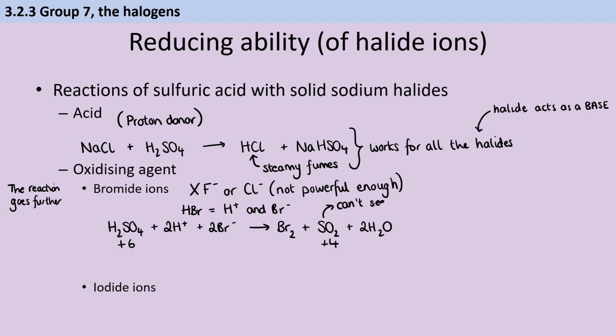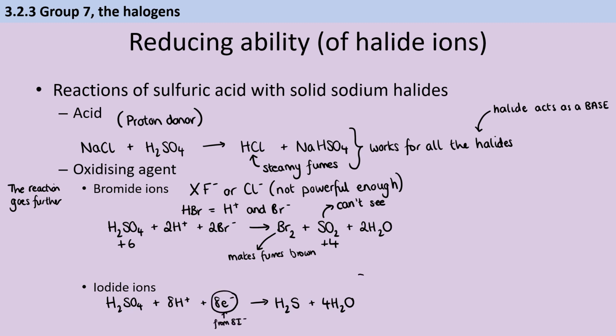Now in this process we make this sulfur dioxide, which we can't see, but because the bromine is produced at the same time, this makes the fumes turn brown. And then if we think about the iodide ions, we have a slightly different process. So we have these 8 electrons here, they're coming from the iodide ions, 8 of them being oxidized to produce 4 iodine molecules and also these 8 electrons. And this can happen because iodide ions are an even stronger reducing agent than the bromide ions.